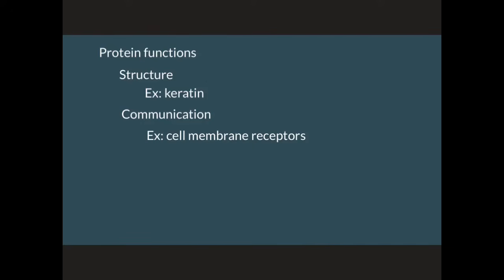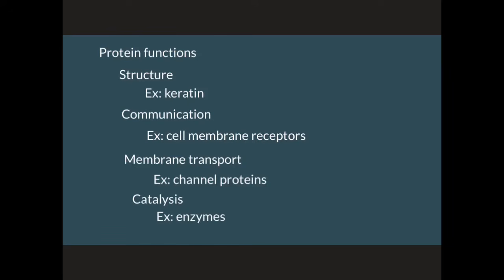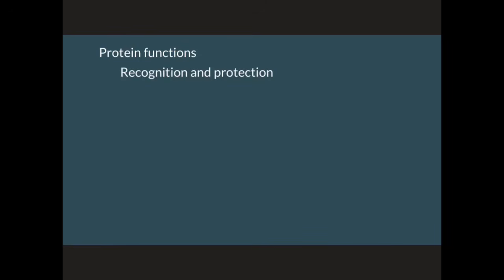Proteins are also involved in membrane transport. Again, there are channels in the cell membrane that are going to govern what passes through, and these are proteins. Proteins can be involved in catalysis. These specific proteins are referred to as enzymes. Proteins are also involved in recognition and protection. Examples of these would be proteins that are involved in immune recognition and antibodies.